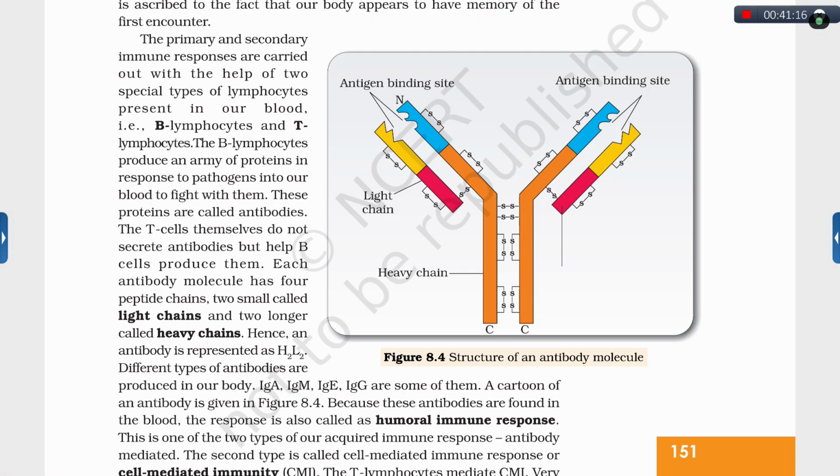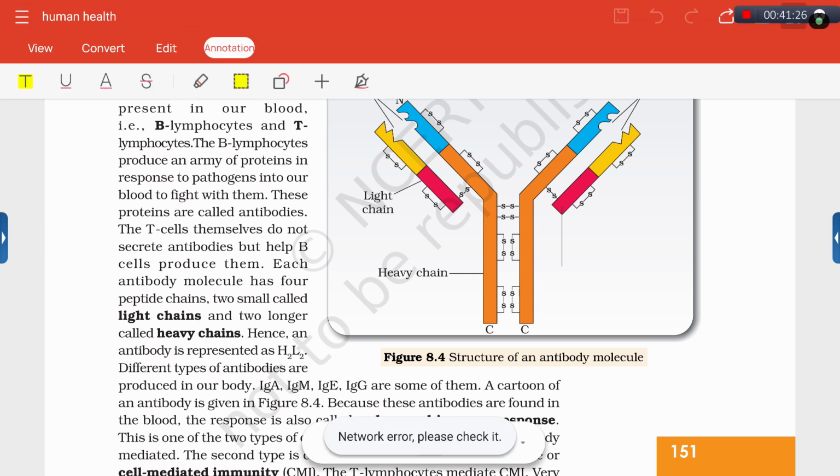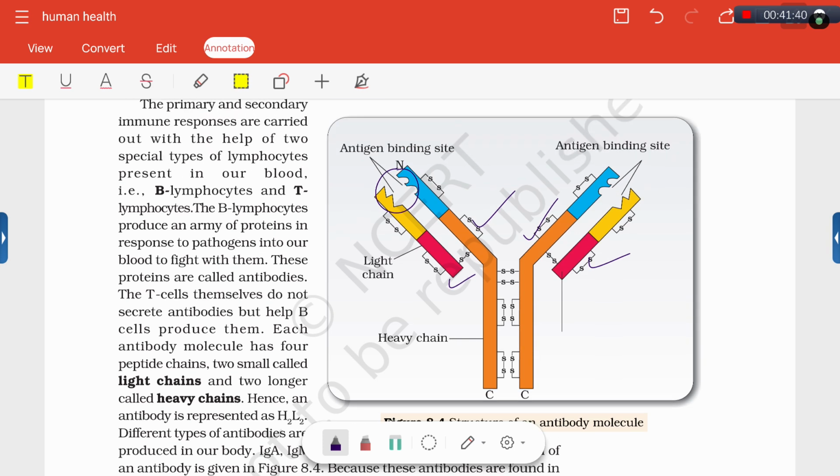So here is the structure of antibodies. How many chains have you seen? 4 chains. 2 light chains. What are these 2 chains called? This one and this one? Heavy chains. And these 2 small chains are the light chains. However, what is this region here? What do they mark? Look here.